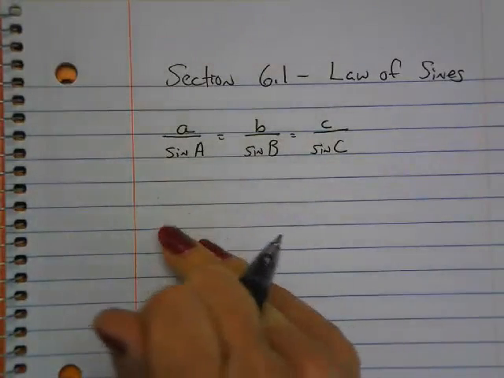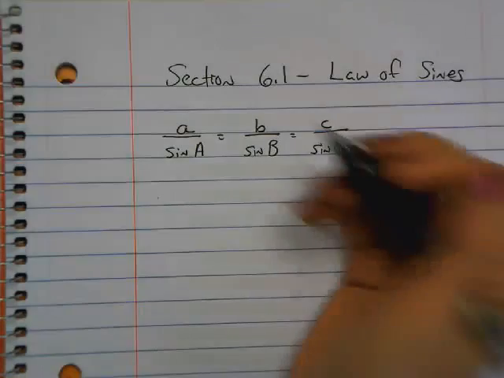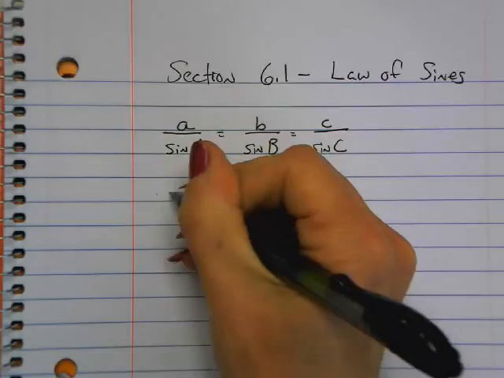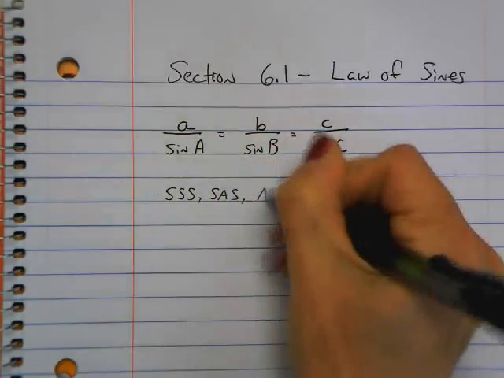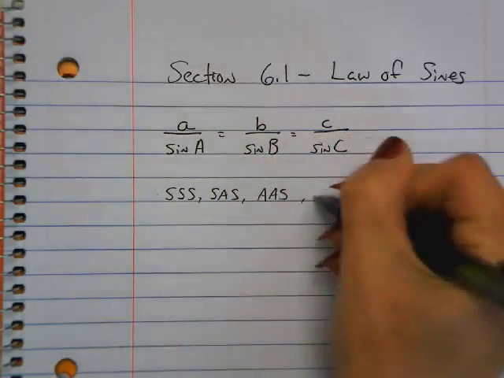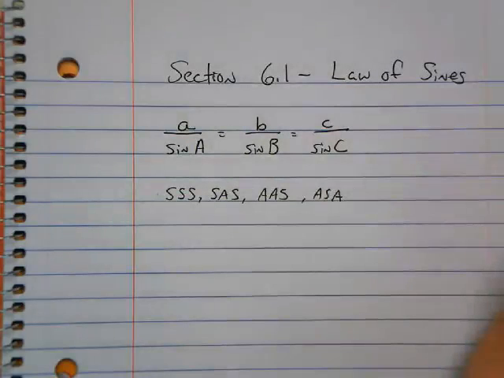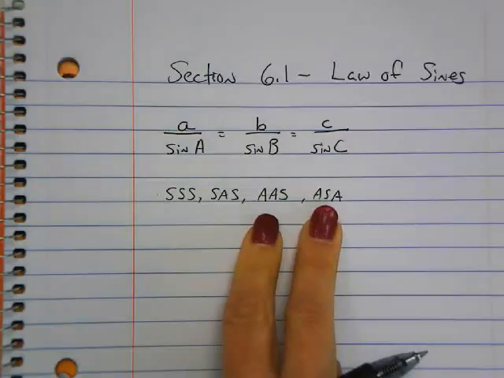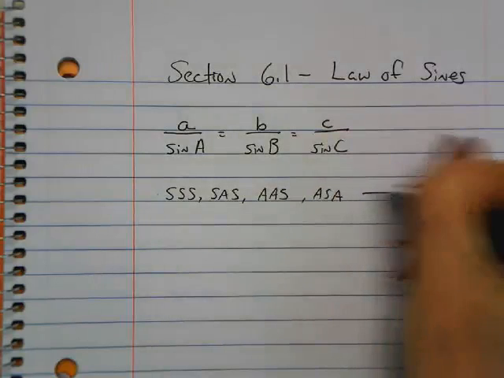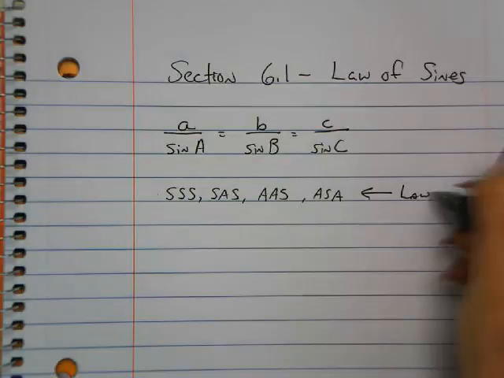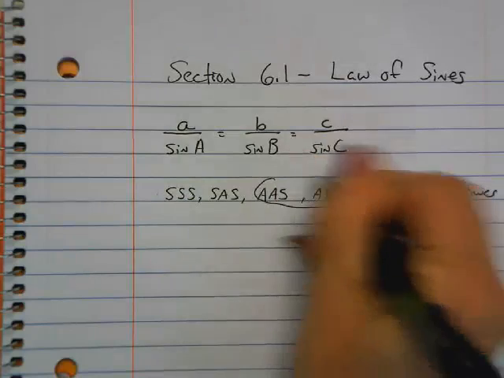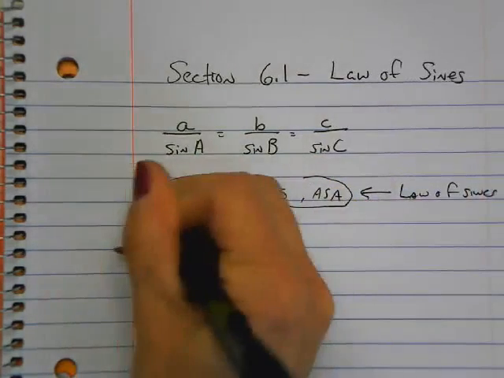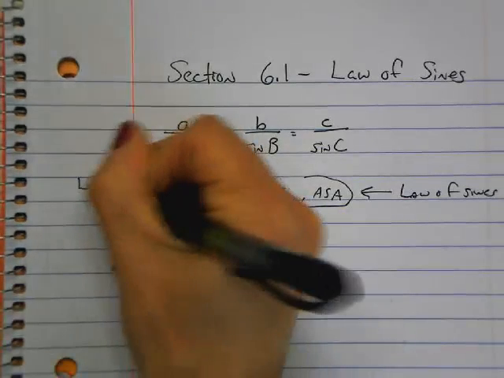Now, you remember from geometry, ways to prove triangles congruent, right? You had side-side-side, side-angle-side, angle-angle-side, and angle-side-angle. These are the ones we're going to be looking at today. So it's going to be looking at where you have two angles. The law of sines is going to work with these two, and these two are going to be the law of cosines that we'll do tomorrow.